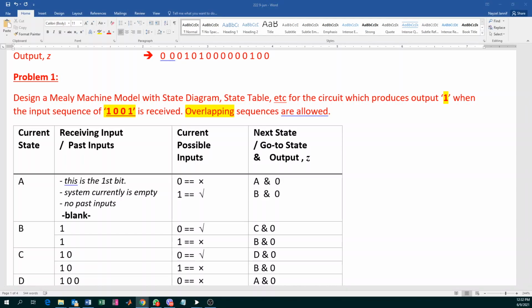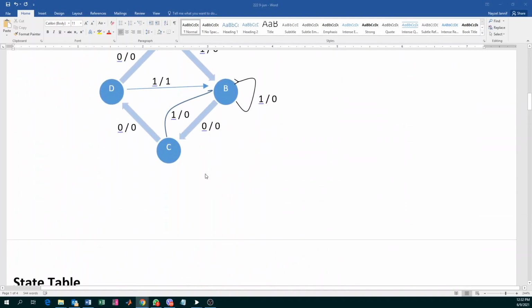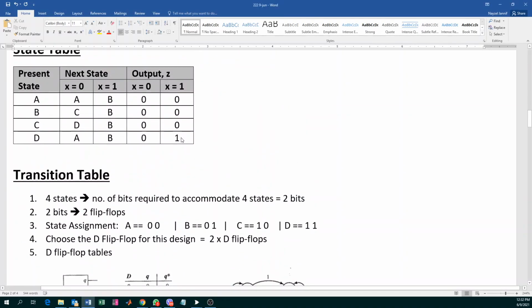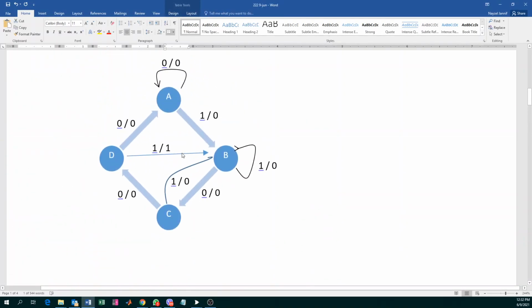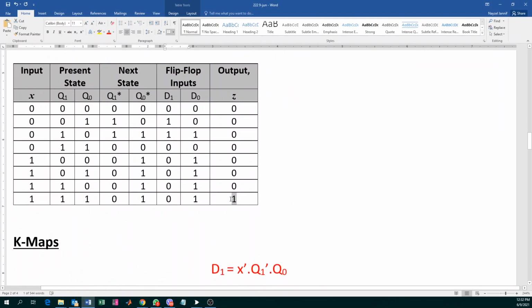Hello, sir. Could you explain how you get the output from the transition table? Which part? How did I get a 1 over here? How did we get the 1 over here in the transition table? Oh, okay, that was easy.